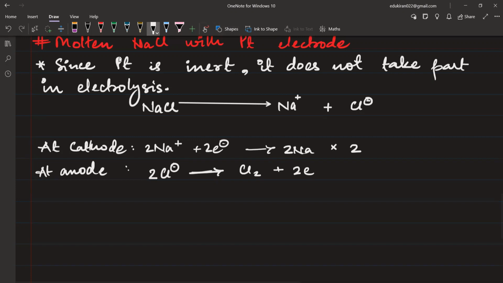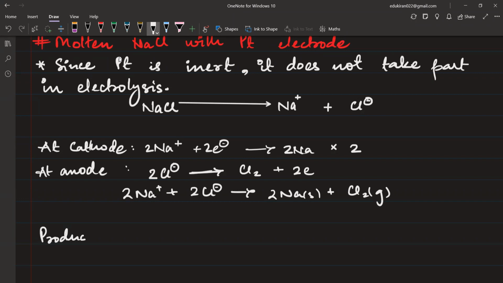Now we can balance the reaction. We'll get the reaction as 2 Na plus 2 Cl negative is going to give you 2 sodium solid plus Cl2 gas. So what are the products of electrolysis? Sodium solid and chlorine gas. Sodium is coming from cathode. At cathode you are going to get sodium, and chlorine you are going to get at anode.